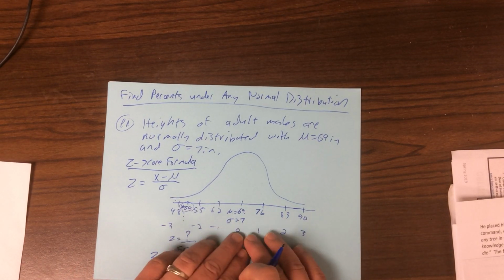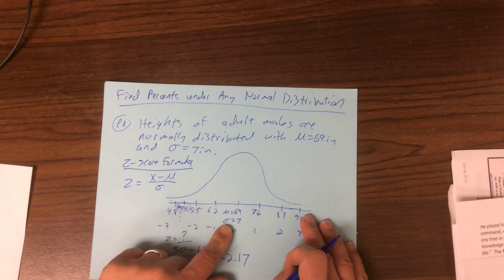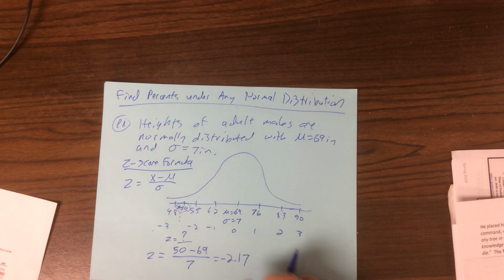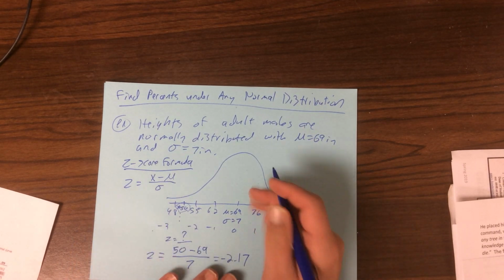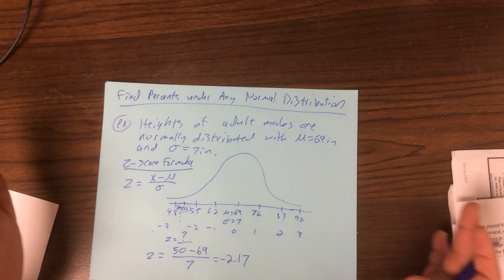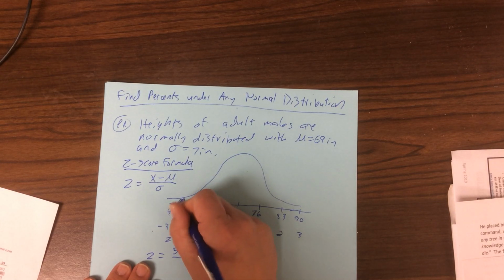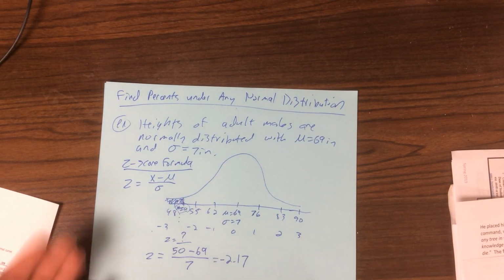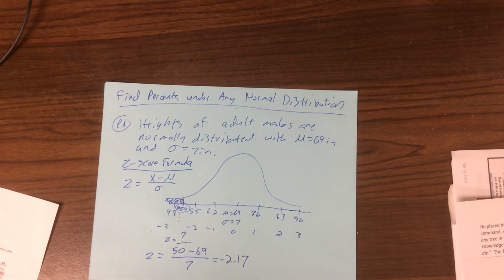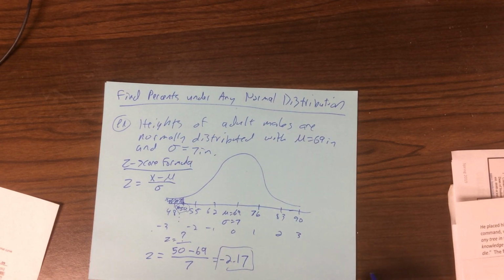So here is the big idea: all normal distributions are really the same relative to their z-scores. Any normal distribution, no matter what the mean and standard deviation is, will still have the same percentages given the z-scores. So between -1 and 1 will always be 68% for any normal distribution. Okay? So if you wanted to know what percent of adult males are actually shorter than 50 inches, well, the z-score for 50 inches is -2.71.